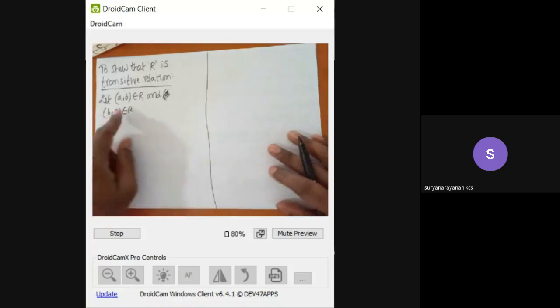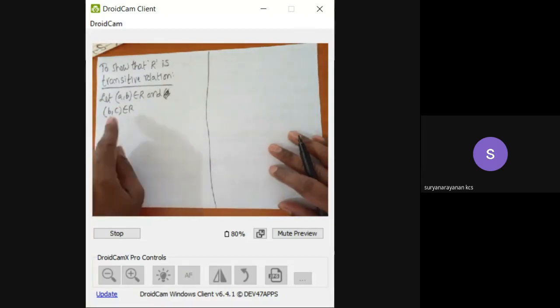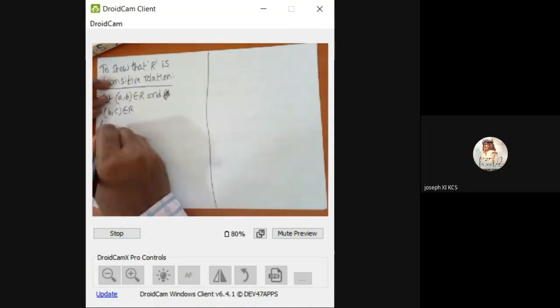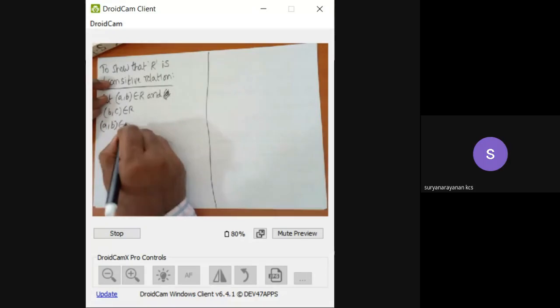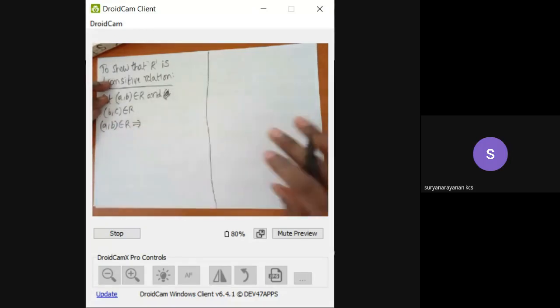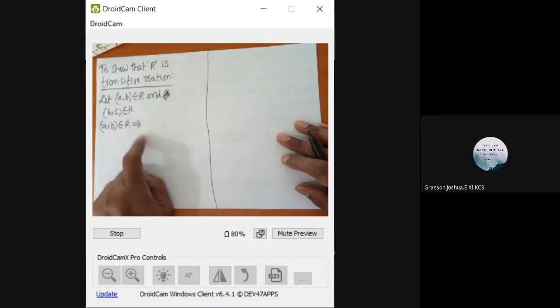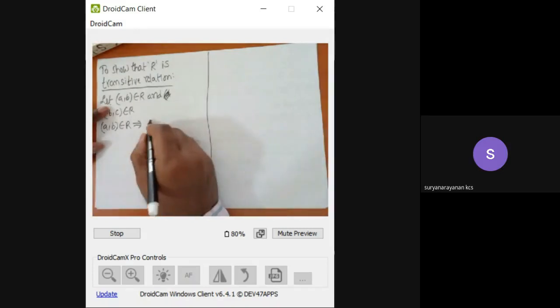Now let us consider ordered pair A comma B belongs to R and ordered pair B comma C belongs to R. Ordered pair A comma B belongs to R implies, how do you define the relation between A and B here? A is less than or equal to B. Very good. A is less than or equal to B.